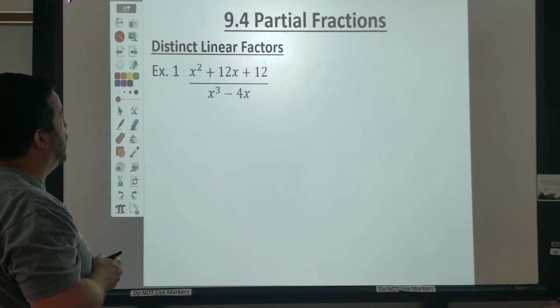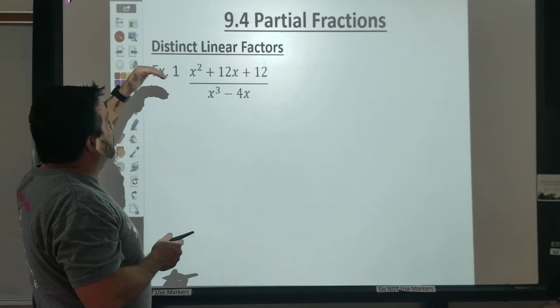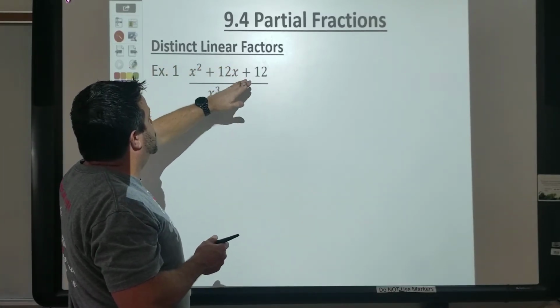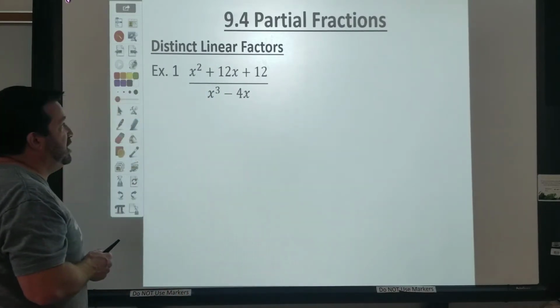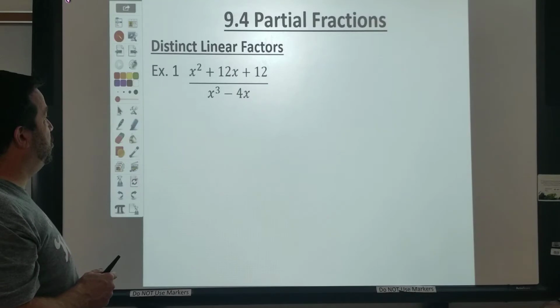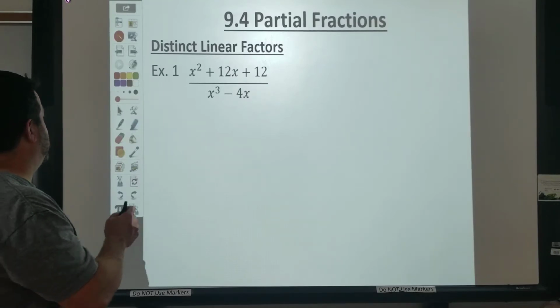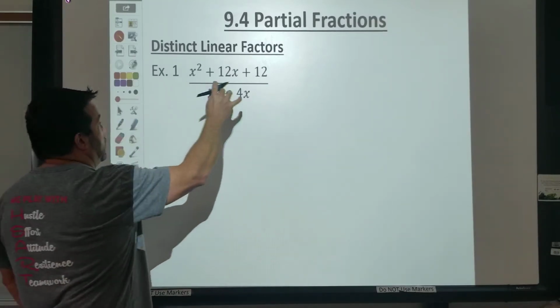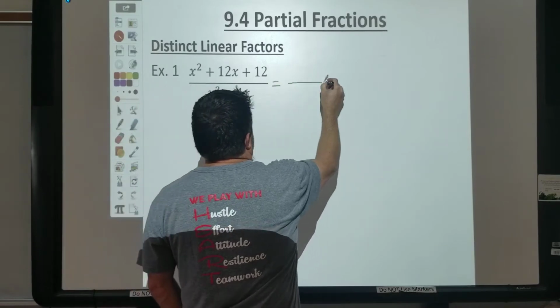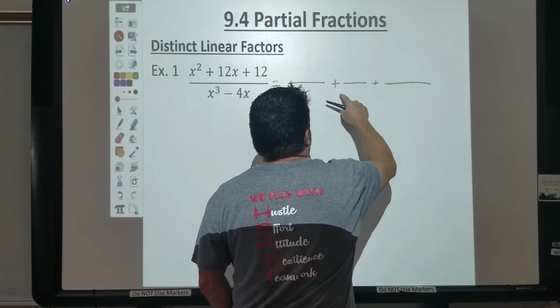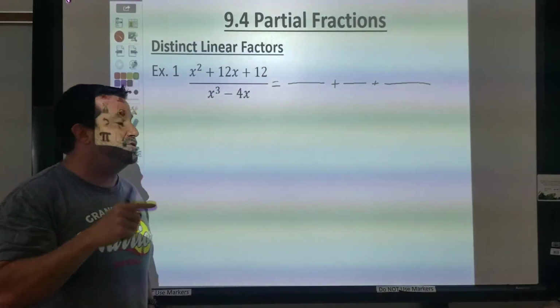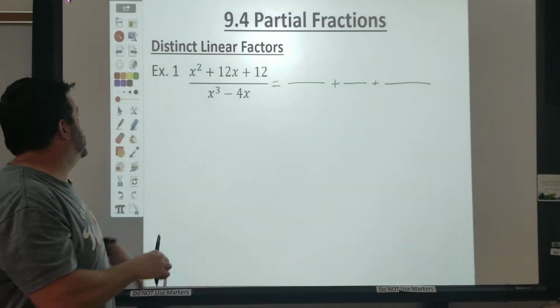So here I have x squared plus 12x plus 12, and then I've got x cubed minus 4x. And as I said, the key here is that I want to figure out what I can break this down into. So this is one fraction, but I want to break this down into multiple fractions. Now, how many do I break it into? Well, it depends on how many factors your denominator breaks into.